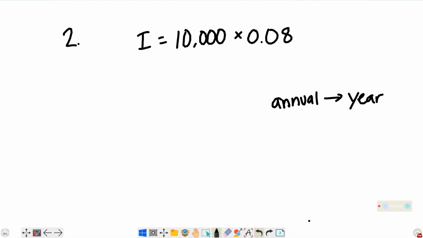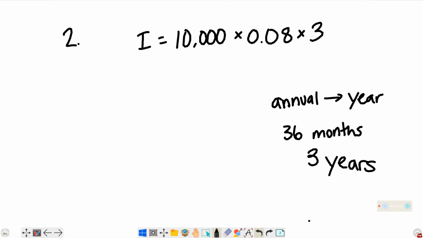So, how many is 36 months in years? There are 12 months in a year, so 12, 24, 36 would be 3 years. So our time is 3. You don't want to put a 36 in there because it's an annual interest rate, which is talking about how much in a year. Now we just have to multiply. Those three things multiplied together come out to $2,400 in interest.